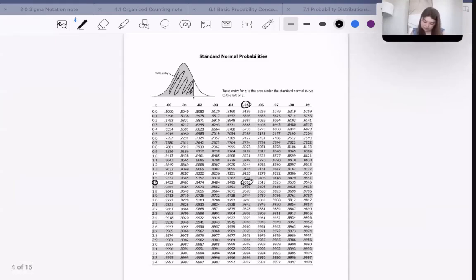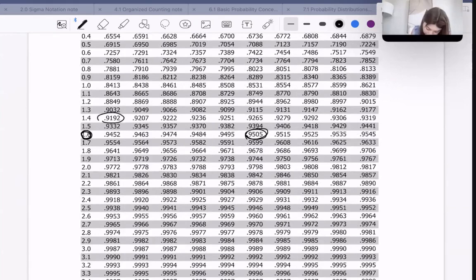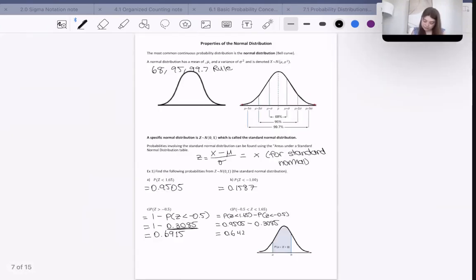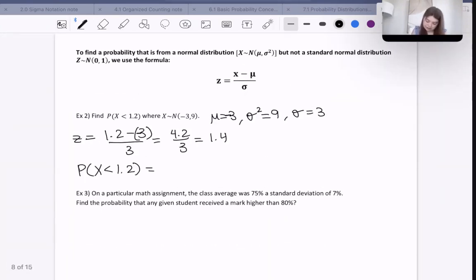So let's go to 1.4, and looks like the answer is 0.9192 if we go to our z-score table. And so that's the answer, 0.9192. And there we have it.